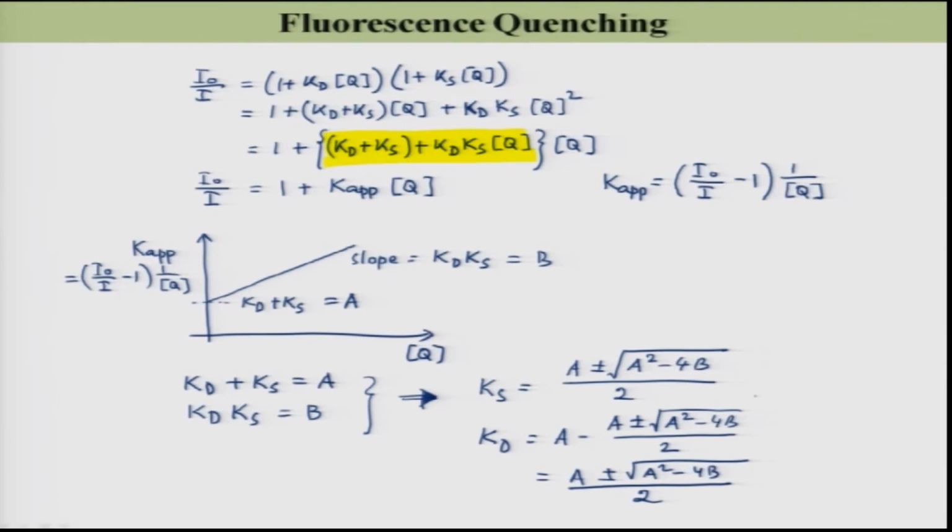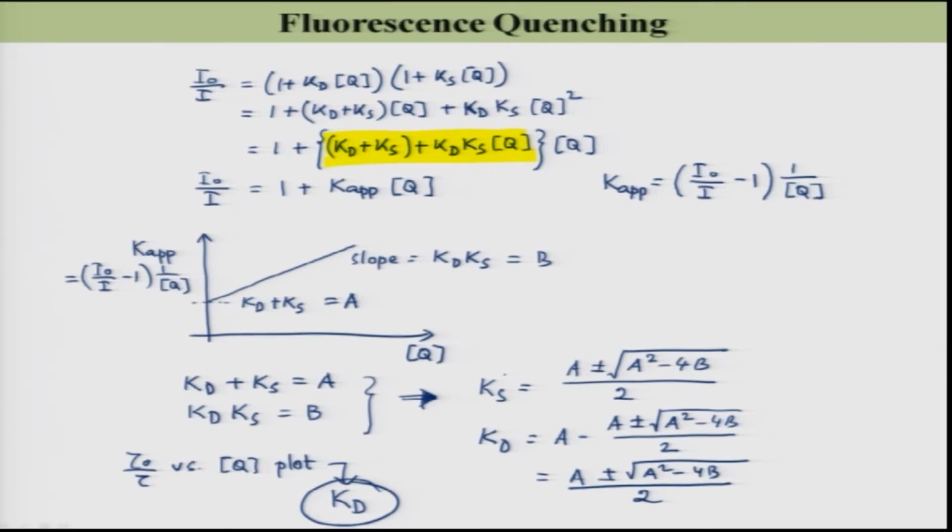One of them will be K S, one of them will be K D, but from the lifetime dependence, from the tau 0 by tau versus Q plot, we already know what is the value of K D. So, this is already known. So, we will calculate the value of K S. So, this is not so difficult to find out the value of K D as well as K S when there is a combined quenching, that means combined static and dynamic quenching.